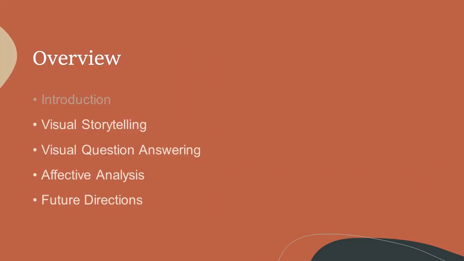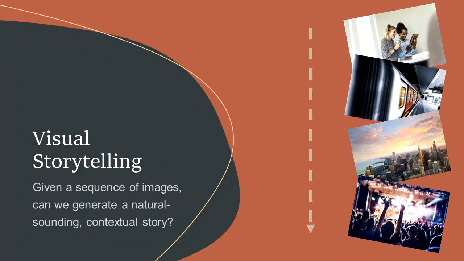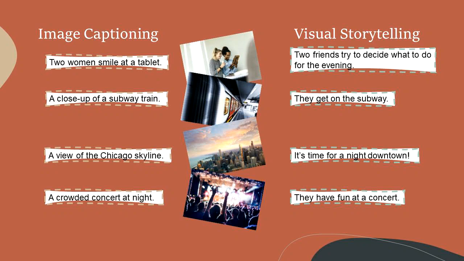So the first one of those problems I'll talk about is where we're trying to come up with ways for machines to tell stories about sequences of images. This task is generally referred to as visual storytelling. At its core, visual storytelling seeks to answer the question, given a sequence of images, similar to what is shown on the right here, can we generate a natural-sounding contextual story? It's similar but inherently different from image captioning, which seeks to provide descriptions for images in isolation.